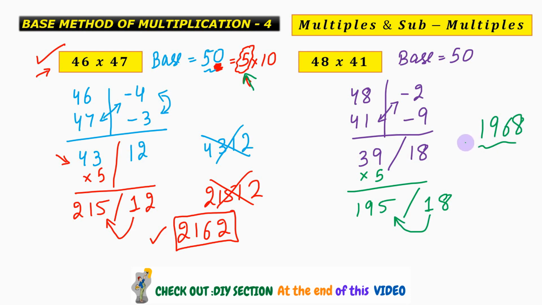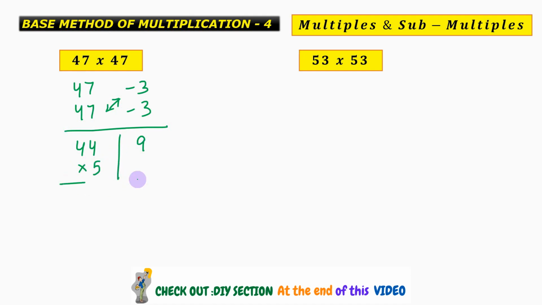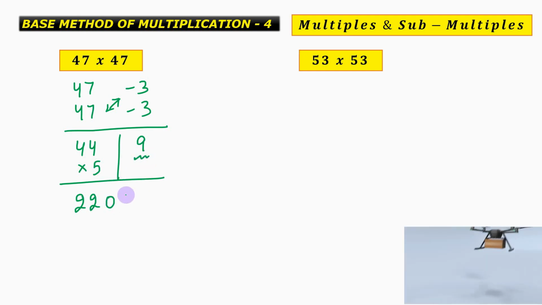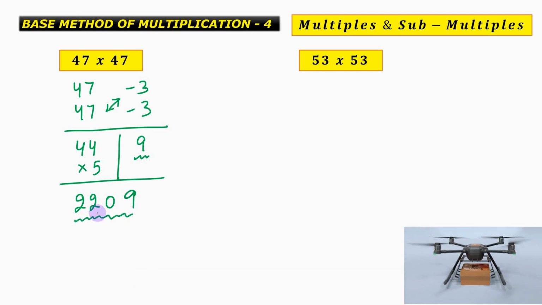Now let us check out some more questions. Now we have the square of the number 47. So again 47 minus 3, 47 minus 3, adding these two numbers we get 44 and then 3 into 3 is equal to 9. But we have to multiply the first part by the number 5, thereby getting 220, and this is a single digit number which is acceptable and hence the answer would be 2209. Now let us check out the next question.